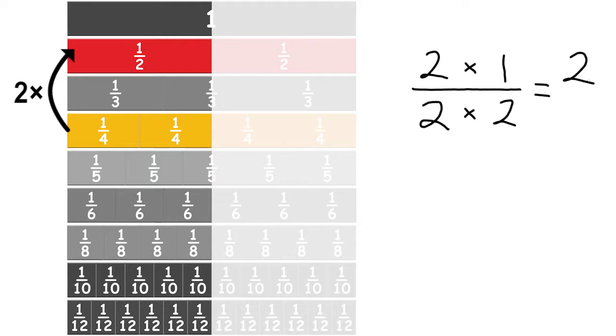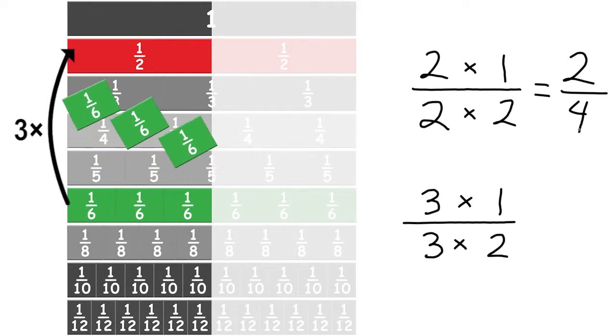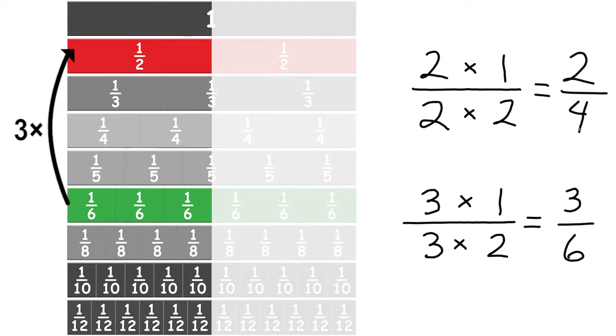We can create an equation showing the relationship between 1/2 and 2/4. Next, 1/2 is the same as 3 1/6 size pieces. It takes 3 times as many pieces to create the whole, and 3 times as many pieces to make a fraction equivalent to 1/2. We can represent this relationship as an equation as well.